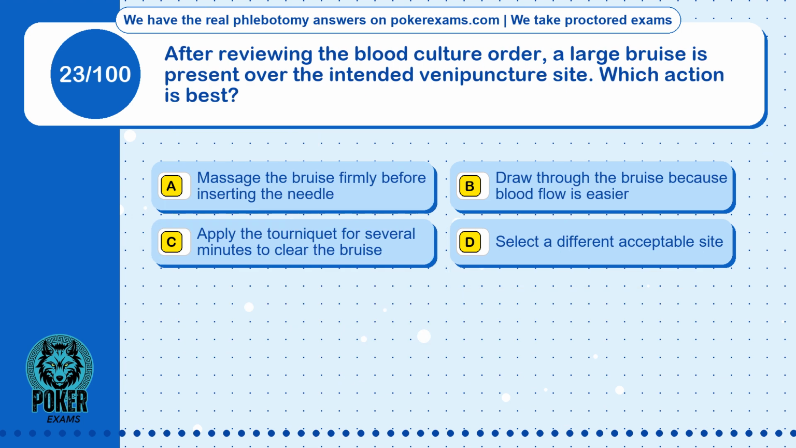Question 23. After reviewing the blood culture order, a large bruise is present over the intended venipuncture site. Which action is best? Option A. Massage the bruise firmly before inserting the needle. Option B. Draw through the bruise because blood flow is easier. Option C. Apply the tourniquet for several minutes to clear the bruise. Option D. Select a different acceptable site.